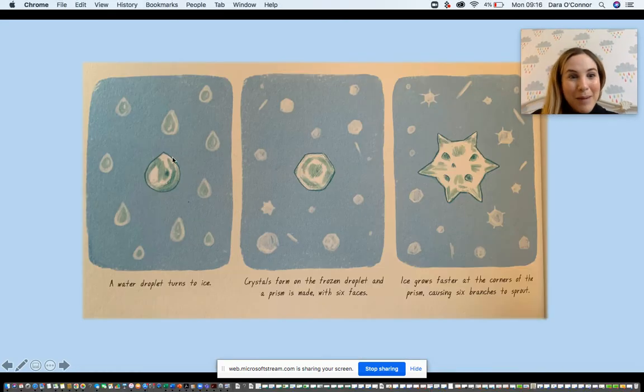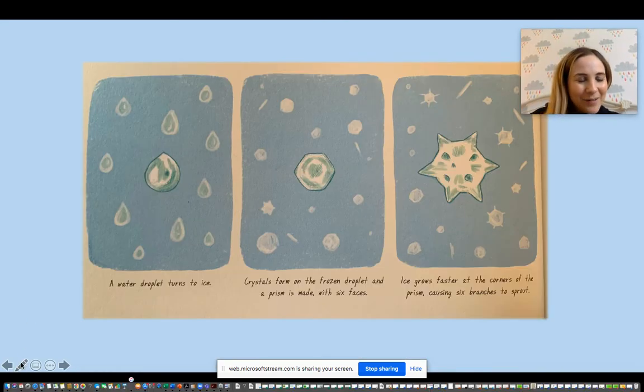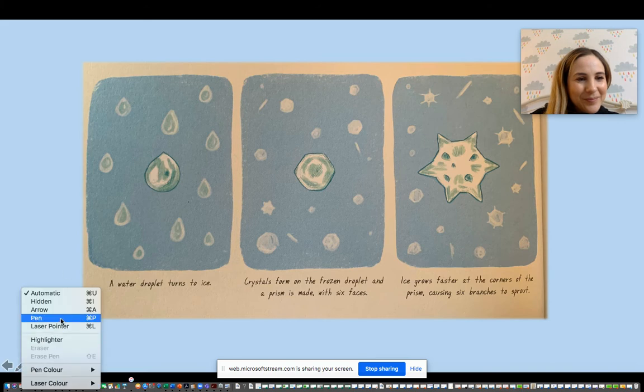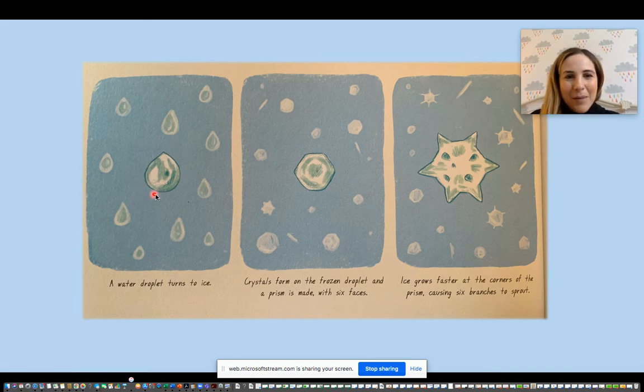Look at this. Look how it begins. I'm going to get my clicker. So this is how it begins. A water droplet turns to ice. So it becomes a frozen droplet. And you can see, as it turns to ice, crystals form. Crystals are made on this droplet, and it creates a prism with six sides. Can you see how it's changed from here to here?